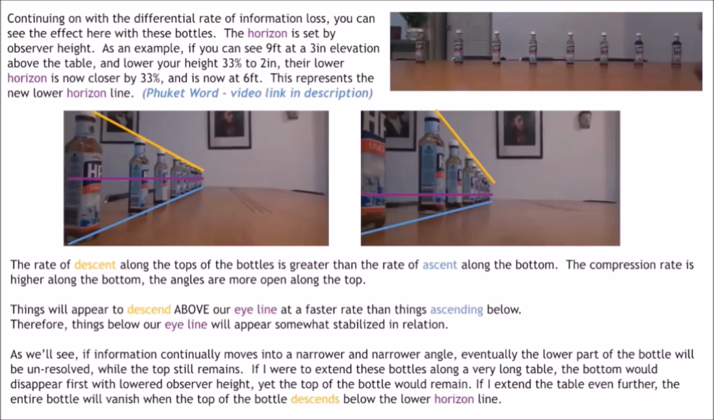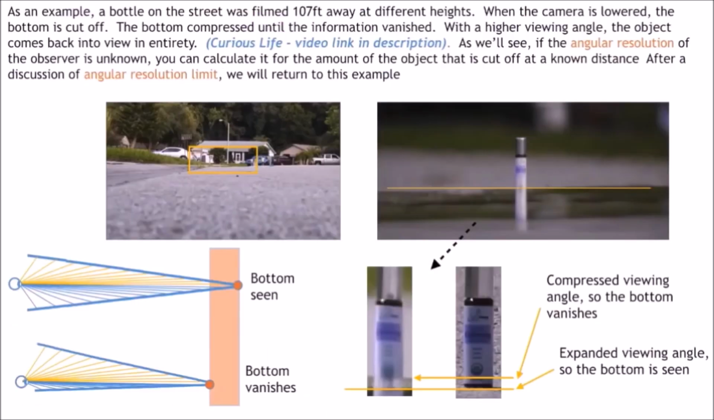If I extend the table even further, the entire bottle will vanish when the top of the bottle descends below the lower horizon line. So as an example, a bottle on the street was filmed 107 feet away at different heights. When the camera is lowered, the bottom is cut off, the bottom compressed until the information vanished. With a higher viewing angle, the object comes back into view in entirety.